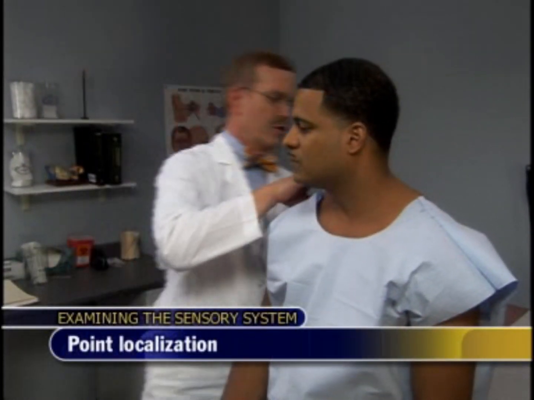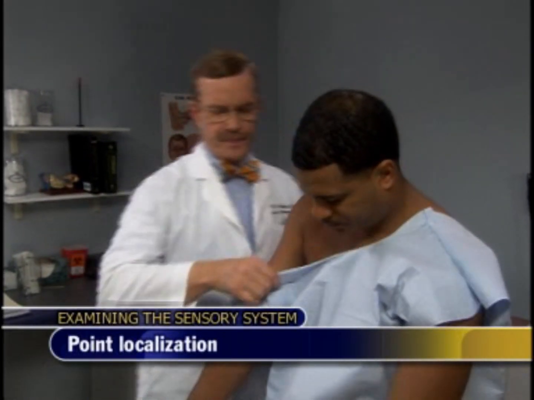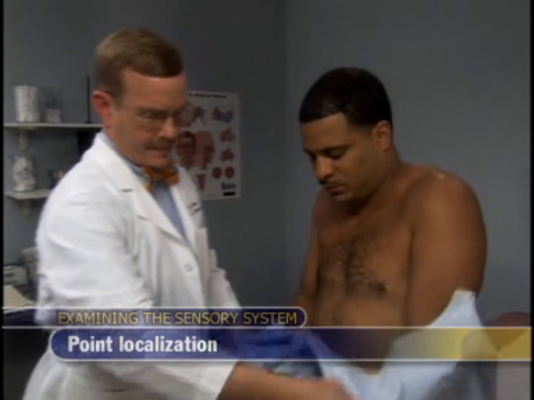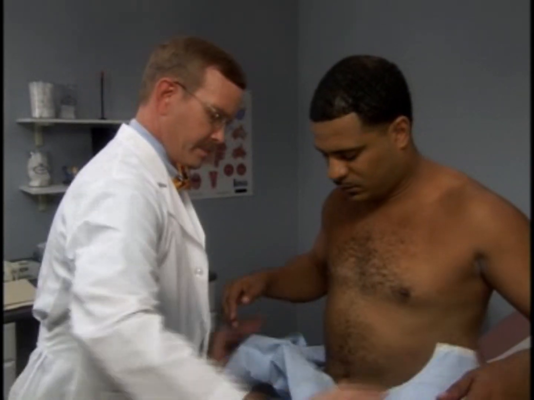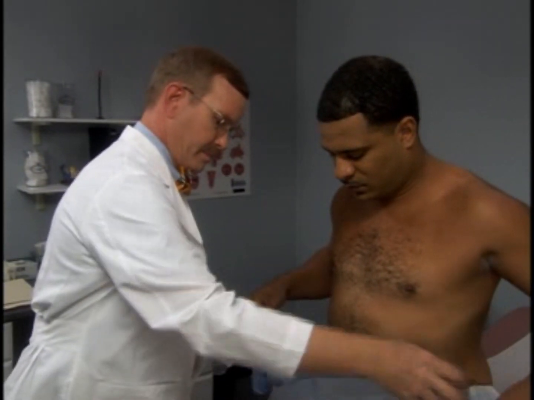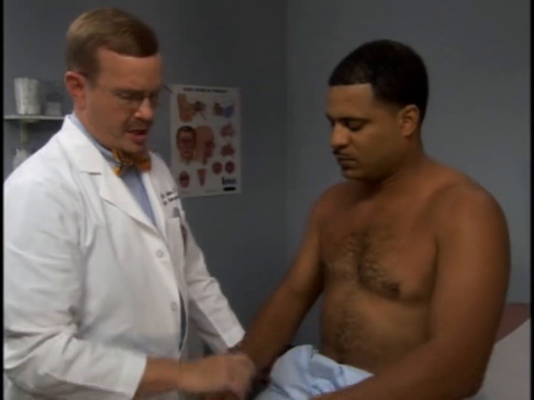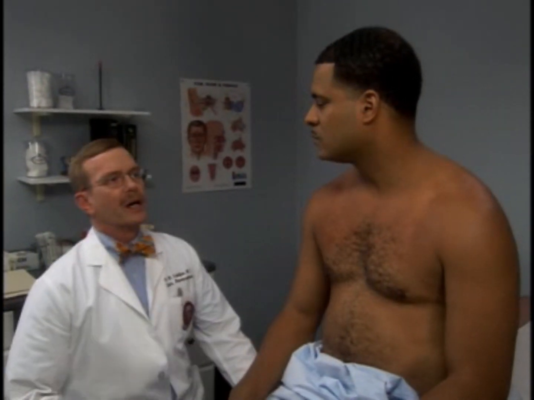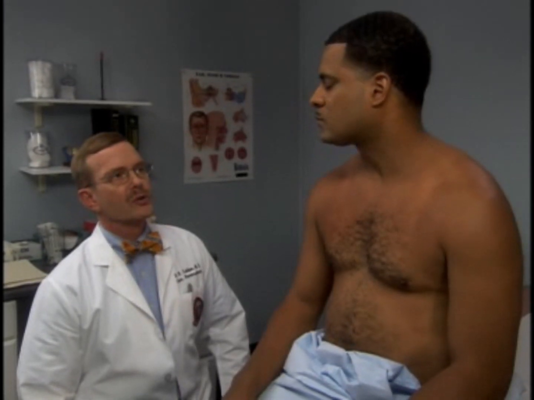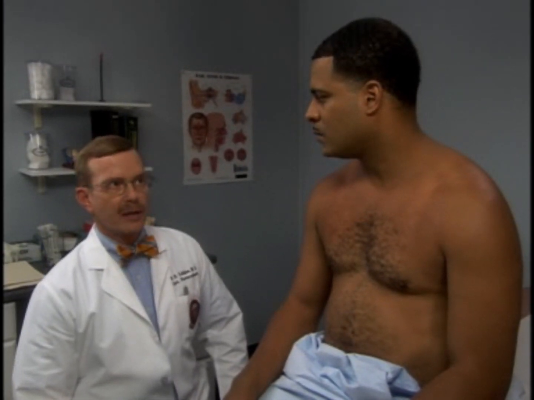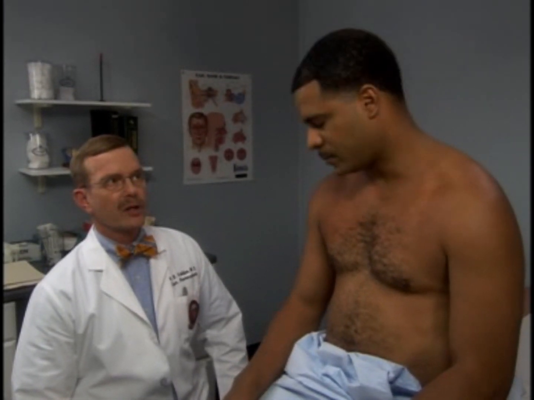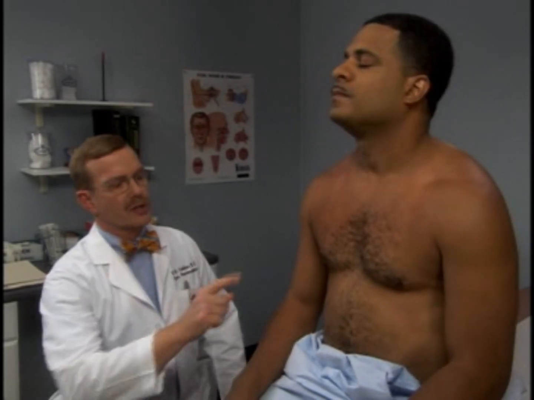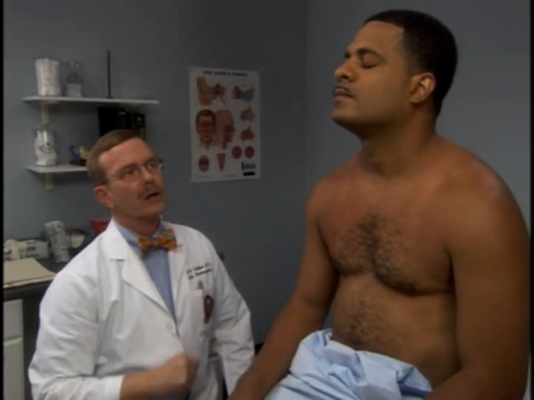I'm going to do another test of sensation now. To test point localization, touch a point on the patient's skin. Then ask him to open his eyes and point to the place touched. Put your hands right here. I'm going to touch you on a part of your body with your eyes closed. After I do, then you open your eyes and point to where I touched you. Are you ready? Yes. All right, close your eyes. Okay. Where did I touch you?